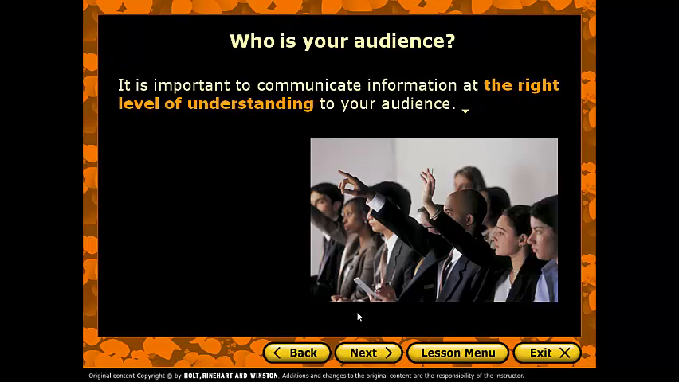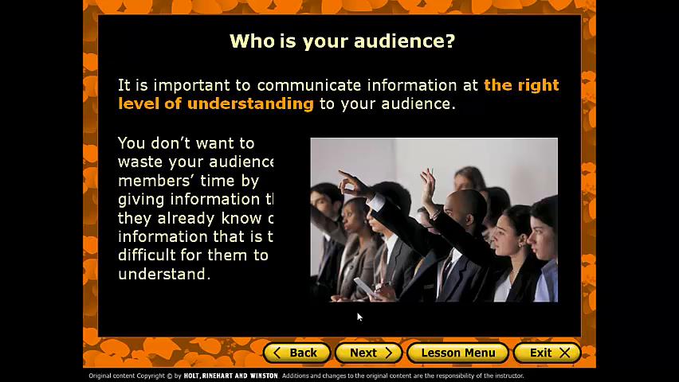It's very important to communicate information at the right level of understanding to your audience. And this is also pretty important here. You don't want to waste your audience members' time by giving information that they already know, or information that is too difficult for them to understand.